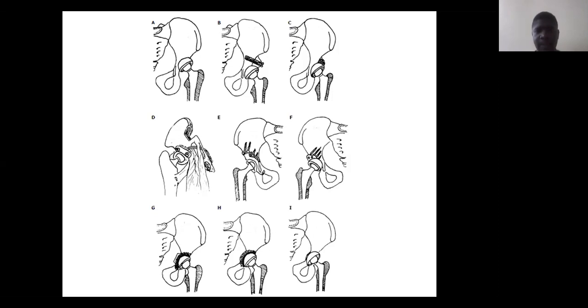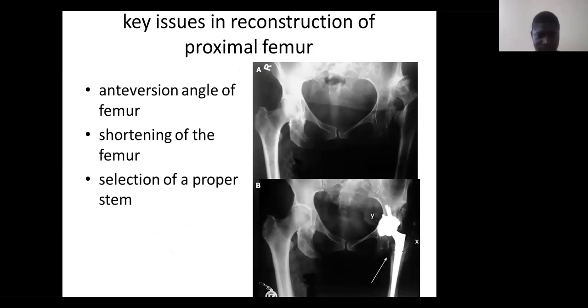And key issues in the reconstruction of the proximal femur include the anteversion angle of the femur. So we talk of the combined angle. It's encouraged to keep the combined angle after total hip arthroplasty in DDH to be less than 55 degrees. We shall talk more about it when we do templating.